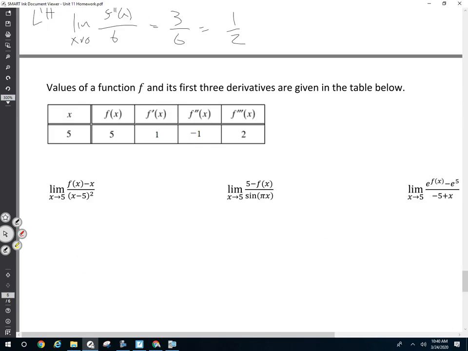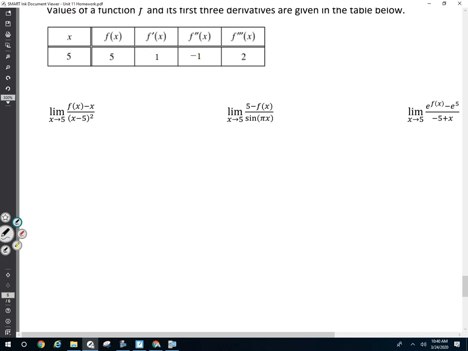All right, a couple more. f of 5 minus 5 over 0. f of 5 is 5, so this is 0 over 0. I'm going to use L'Hopital's rule. I get f prime of x minus 1 over 2x minus 5 times 1, that's the derivative of the inside. Limit as x approaches 5. f prime of 5 is 1.